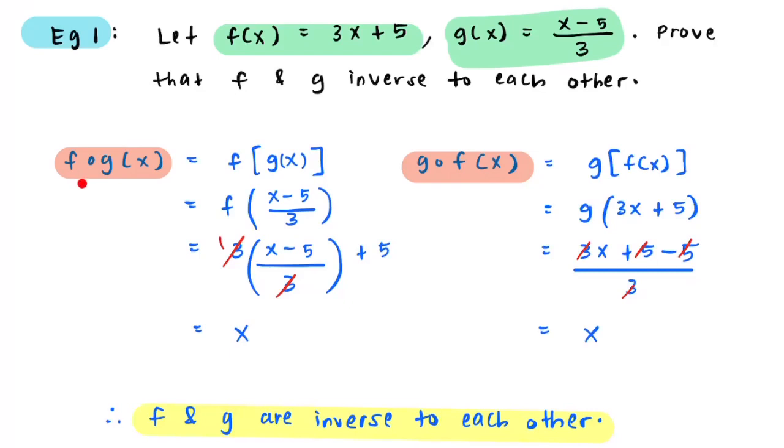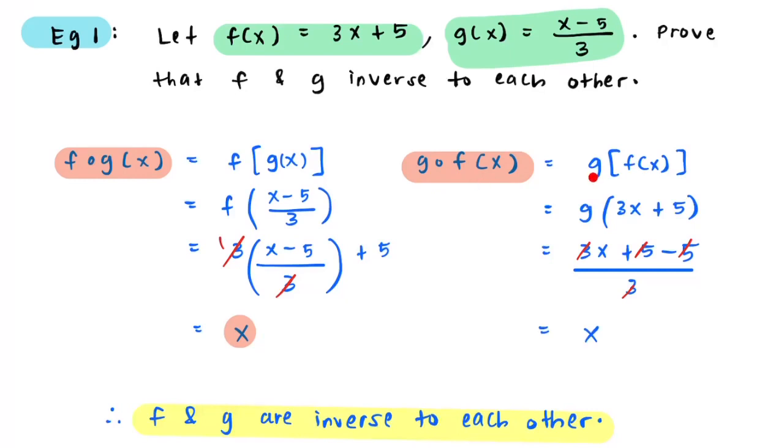Now let's try first f compose g(x). So this is f, substitute g(x) first. Just substitute inside. And then compose, so 3x plus 5. So this one can be cancelled out, and this can be solved. The answer is x.